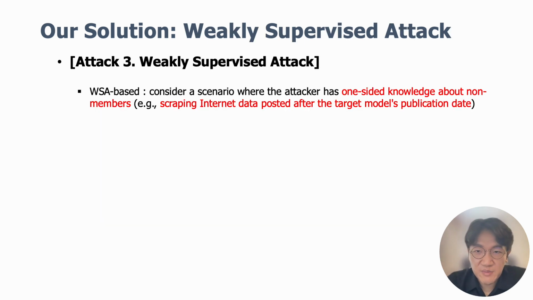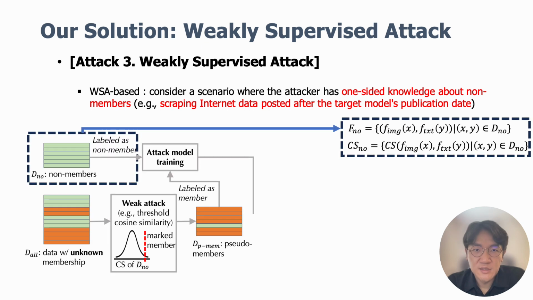For the weakly supervised attack, we assume that we can access one-sided information about non-members. This assumption is not strong, since nowadays multimodal models usually disclose their publication dates, and we label the data samples scraped after the publication date as non-members.